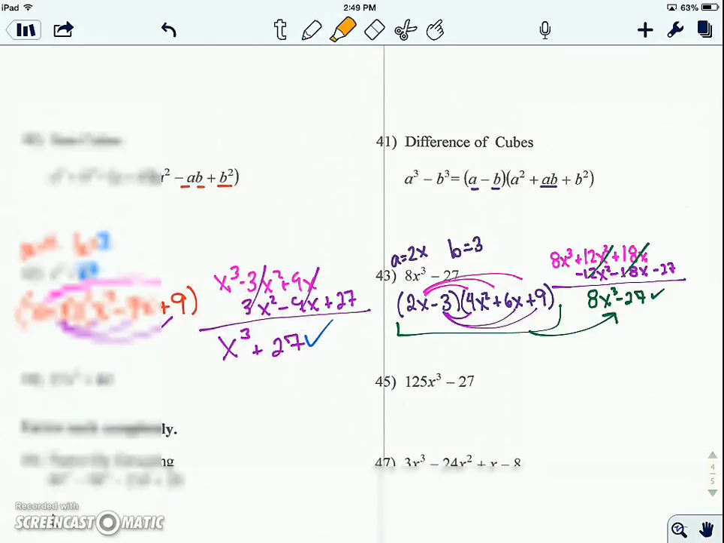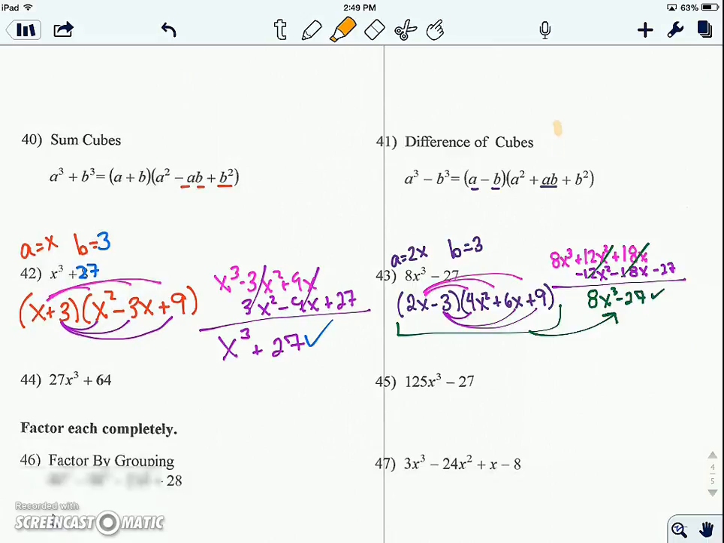Okay, so those are just patterns that you may recognize. And in particular, these two don't use that regular trinomial formula. If you're going to factor something that's a cube, it has to be one of these two or it's not going to work.